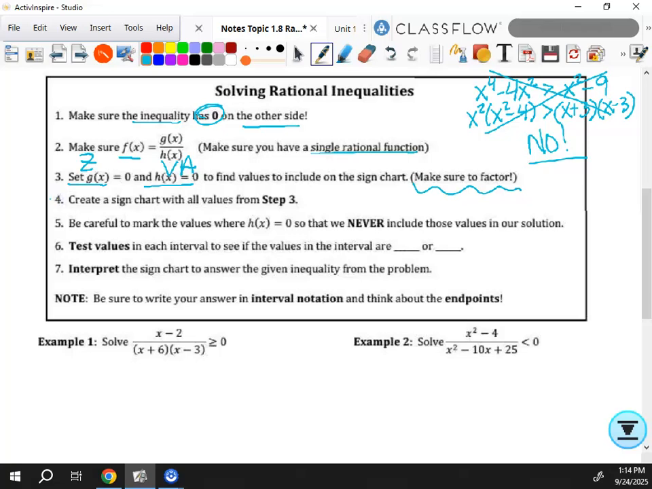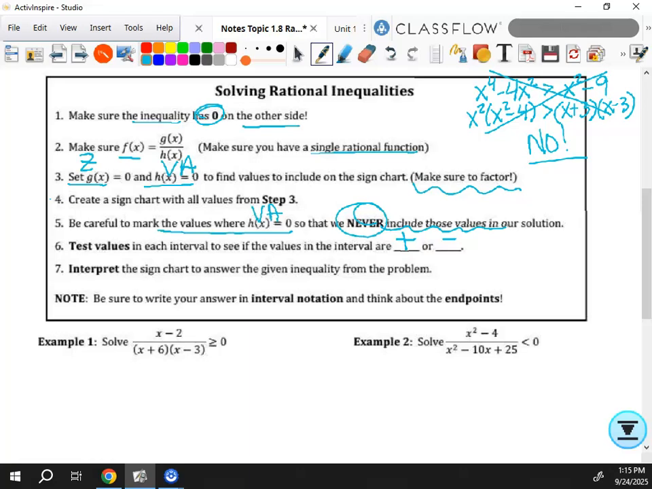That's going to be just like what we did for polynomials. Be careful to mark the values where h of x equals 0 so that we never include those values. So when we look at open circles, closed circles, vertical asymptotes are always open circles. Okay, we'll talk about why in just a minute. Then we test the values like we did with polynomials to see if the intervals are positive or negative. We interpret the sign chart to answer the given inequality.